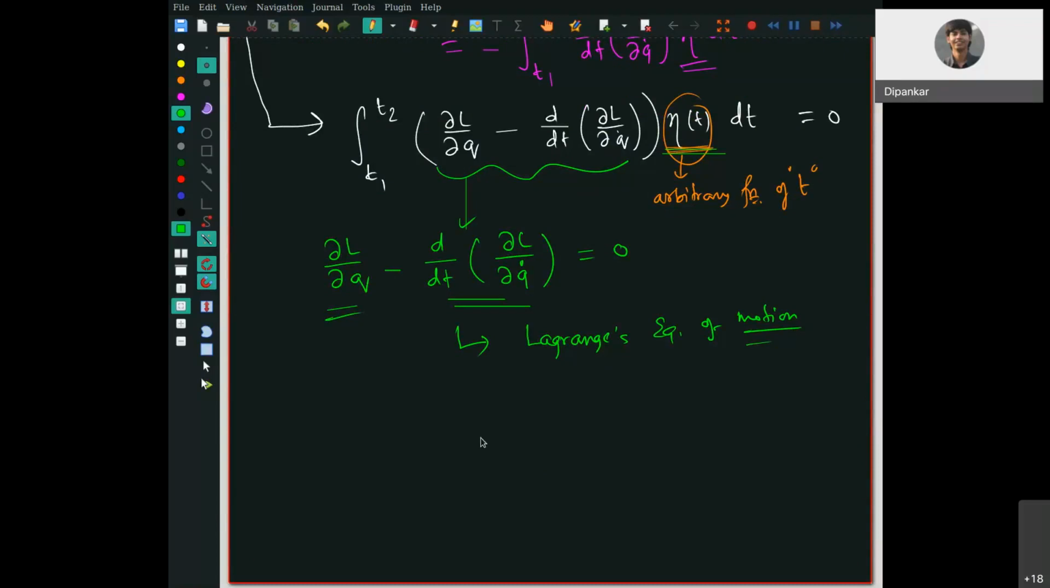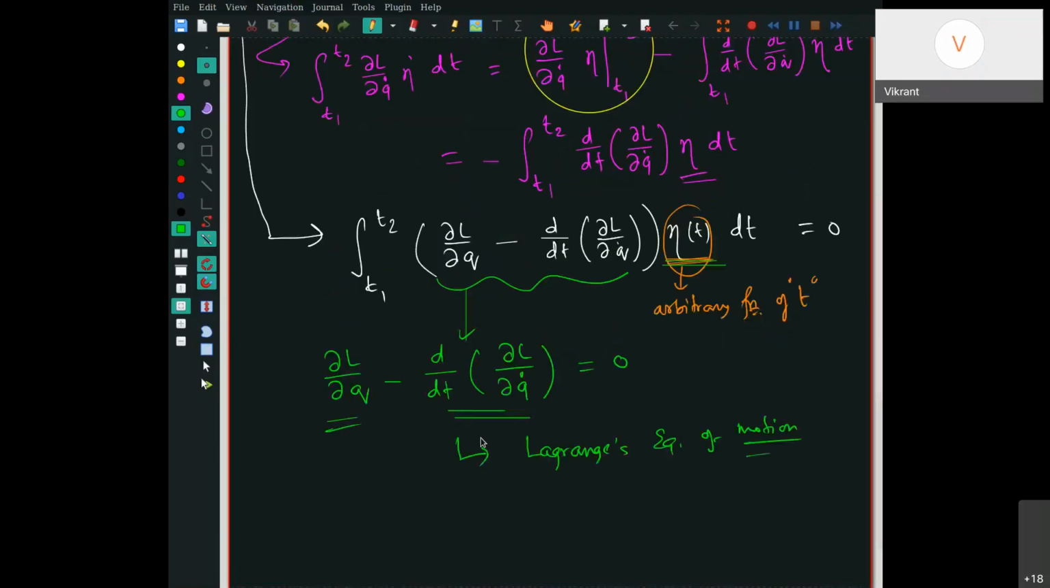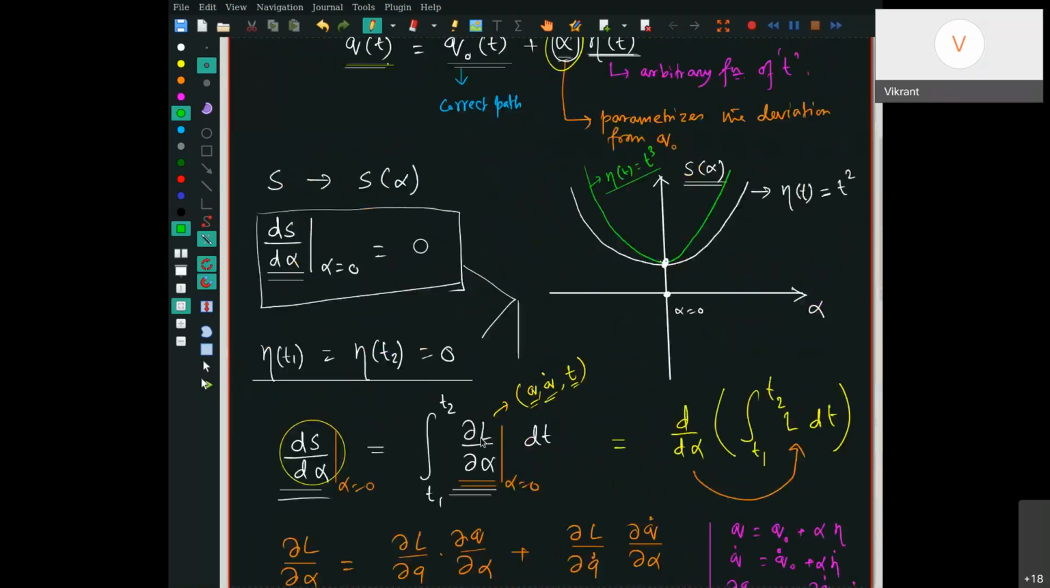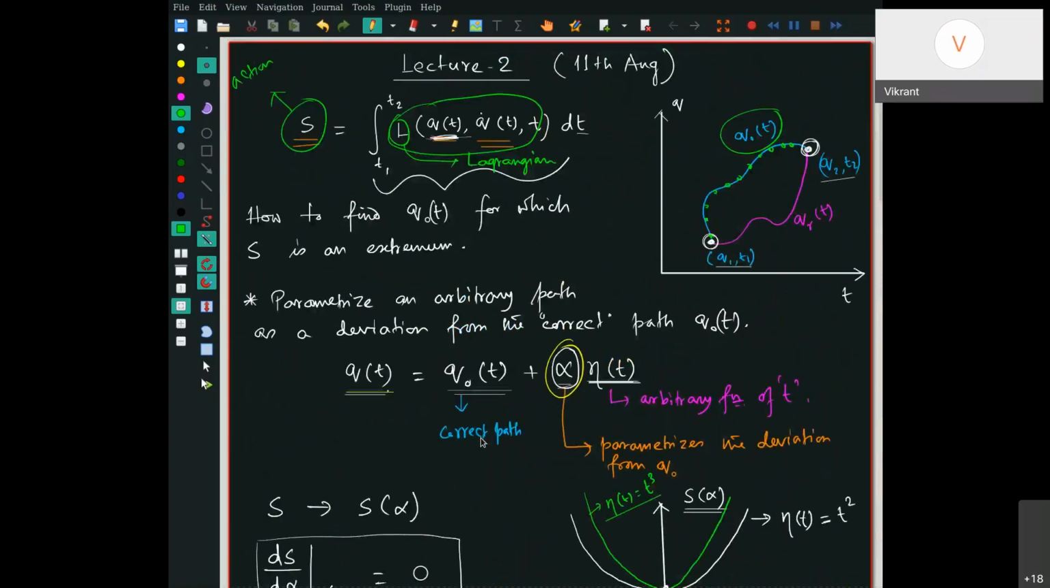Sir, in the graph of q versus t, we have chosen a path. We have assumed the correct path, right? And in the action S, we have assumed that L is a function of q dot and t. So is it possible that it can be some other derivative of q, like q double dot or triple dot, something like that?